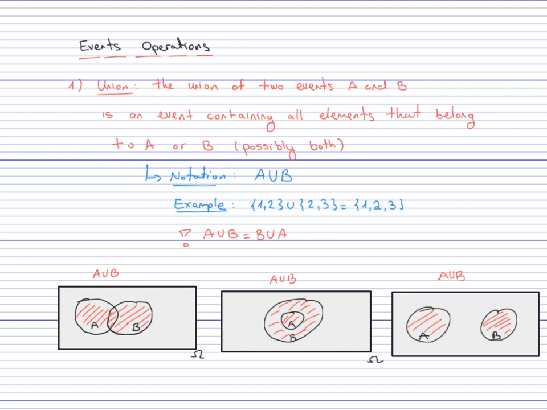Next, we are going to talk about intersection. The intersection of two events, A and B, consists of all the elements that are both in A and B.